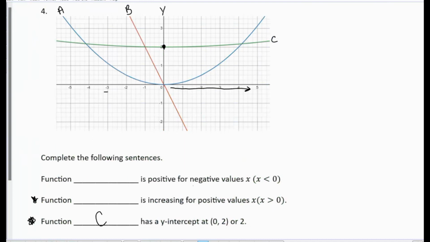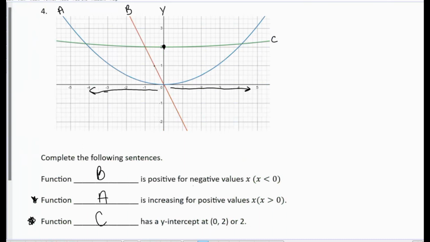Well, I know that if I read my graph from left to right, this blue line is going up. So I know this is going to be graph A. The function blank is positive for negative values, x is less than. So when my x's are less than, which of my graphs is positive or has positive y values? Well, I know B, these are all positive values. This is 1, 2, 3, 4, and so forth. So that's going to be graph B.